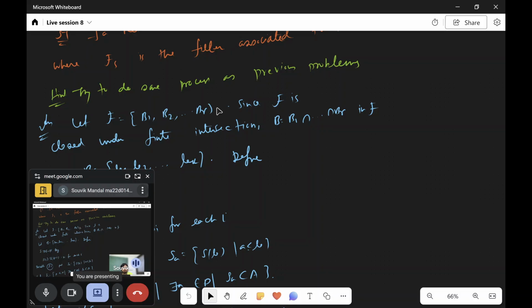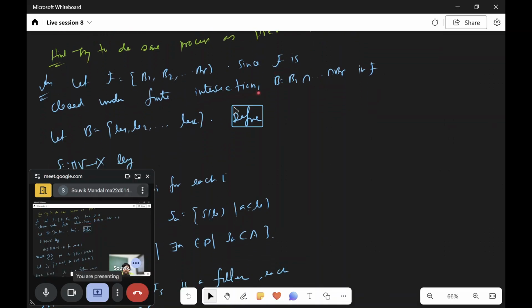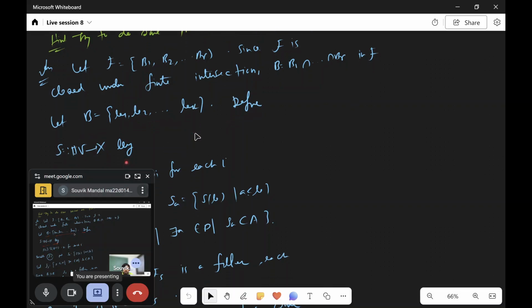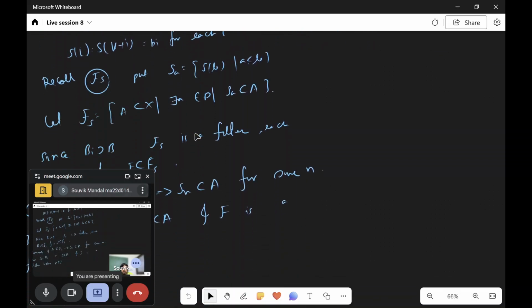So basically the argument is that we have established that F is closed under finite intersection, where B is B1 intersection B2 intersection ... intersection BR, and B is equal to B1, B2, ..., BR. And we are defining S to be from N to X. Now if you recall the definition of F of S, we are defining the subset S_a, which contains all of the points S_b such that a is less than or equal to b.